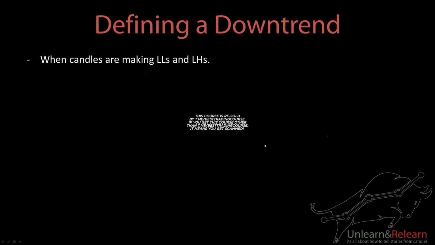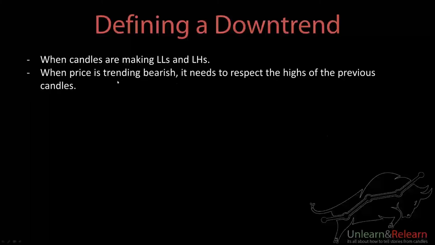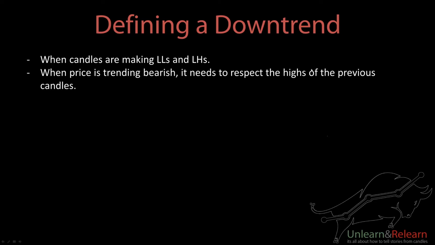Okay, so defining a downtrend, right? Now, the downtrend is completely opposite to the uptrend. We have when candles are making lower lows and lower highs. When price is trending bearish, it needs to respect the highs of the previous candles. This is really important. Let's say we have a resistance forming up over here.